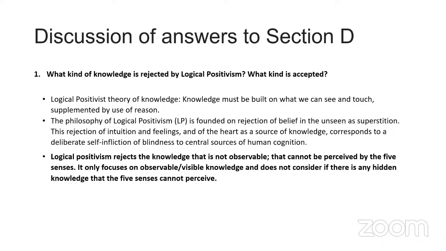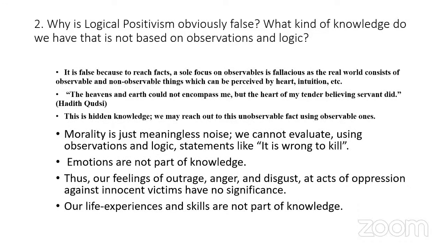This rejection of intuition, feelings and the heart as a source of knowledge corresponds to a deliberate self-infliction of blindness to the central source of human cognition. Hence, logical positivism rejects the knowledge that is not observable and cannot be perceived by the 5 senses, and it only focuses on observable, visible knowledge and does not consider if there is any hidden knowledge that the 5 senses cannot perceive. Question number 2 is, why is logical positivism obviously false?